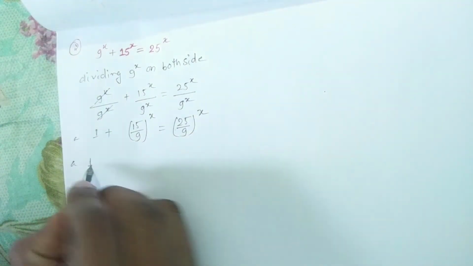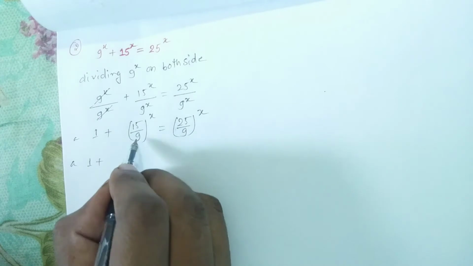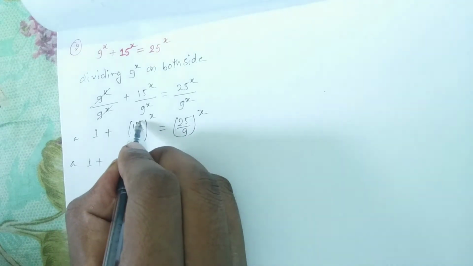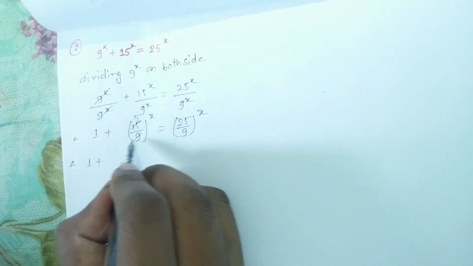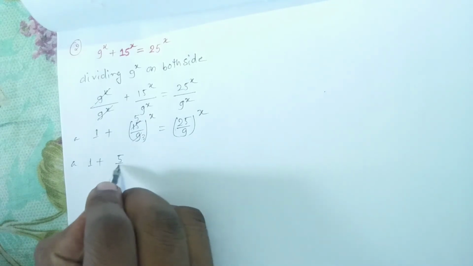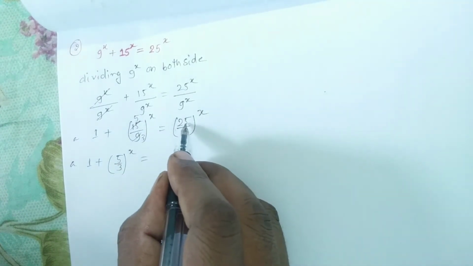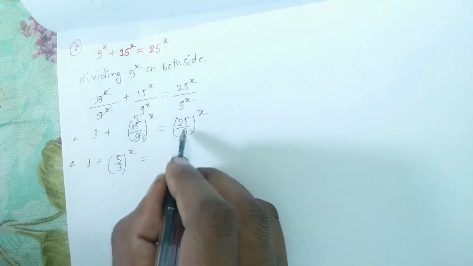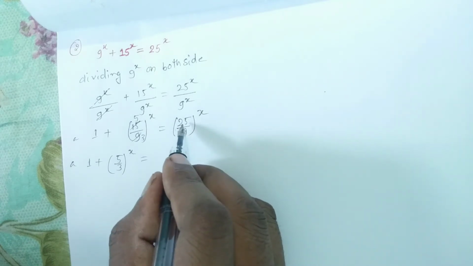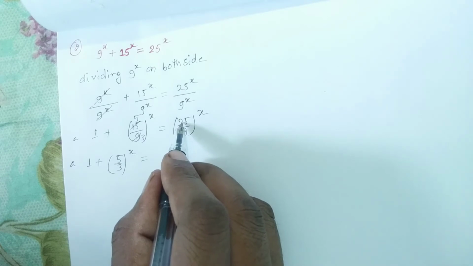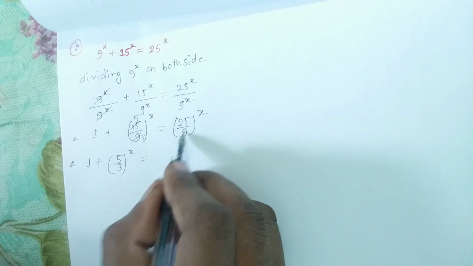So 1 is already here, 1 plus, now 15 and 9 can be cancelled by 3. So 5 3s are 15 and 3 3s are 9. So 5 by 3 raised to power x is equal to, and this cannot be cancelled. This 25 and 9 cannot be cancelled.